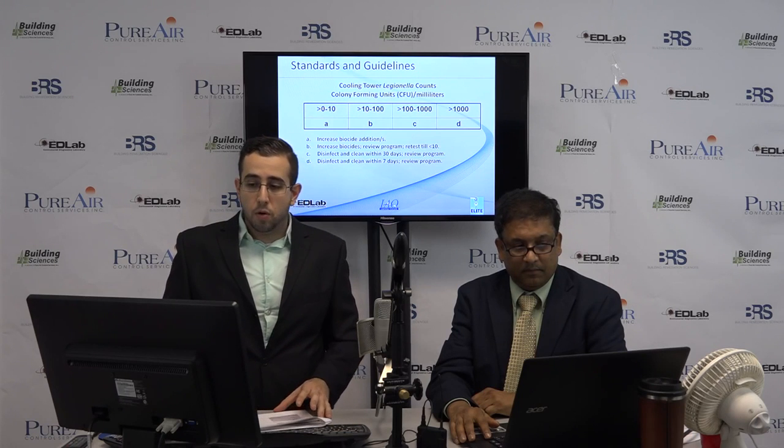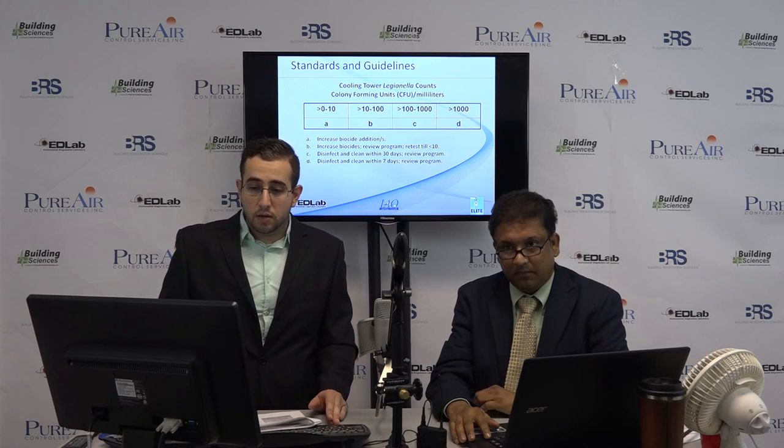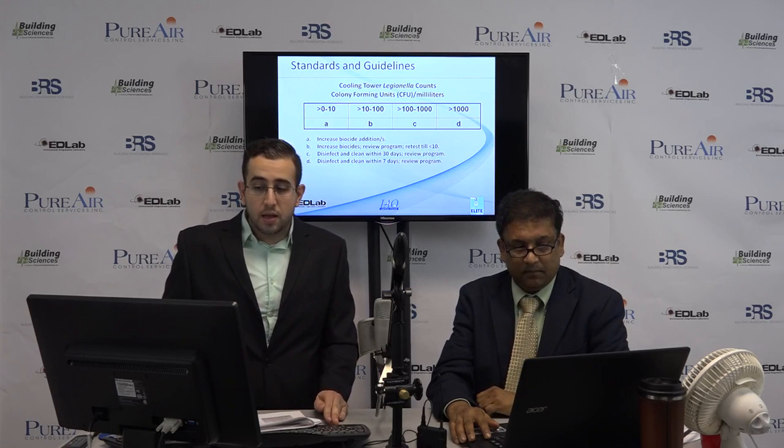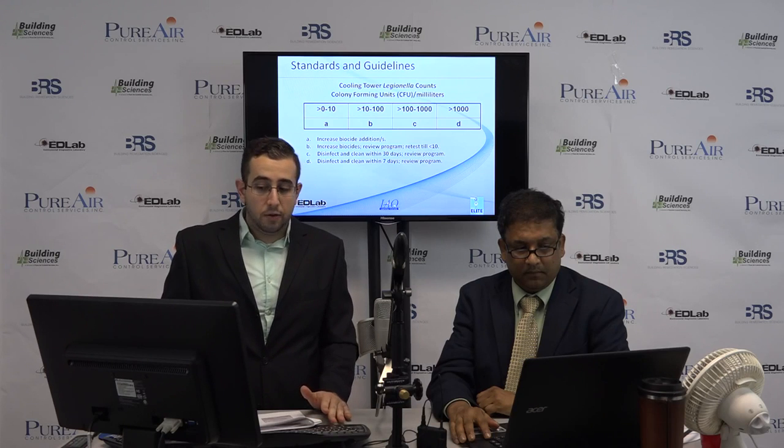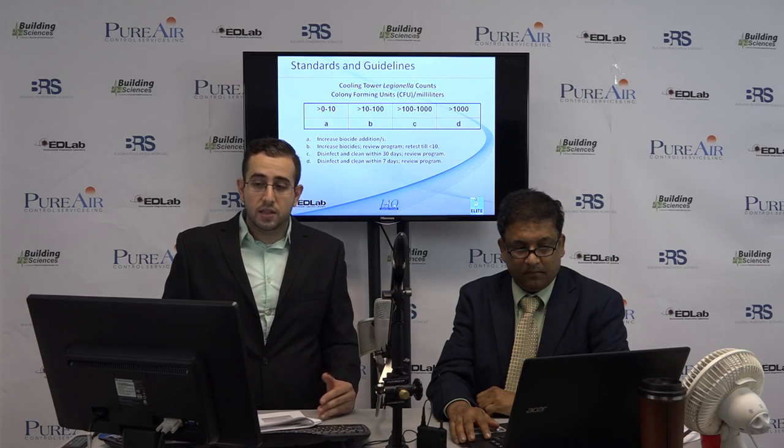These steps are for colony forming units within cooling towers. As you can see here, there's level A, B, C, and D. Depending on which one, you either want to increase the biocide and review the program, disinfect and clean within 30 days, or disinfect and clean within 7 days.